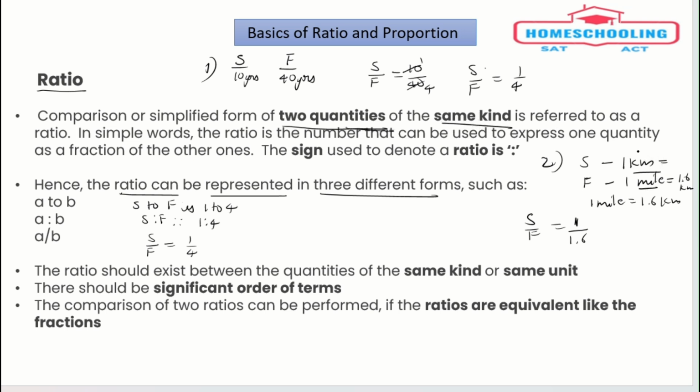So always remember the units should be the same. If it is given in feet per second or feet, you have to see that both quantities are in feet or not. Or, as we can see here, one is given in kilometers and one is given in miles. So either we can convert both of them into kilometers, or both of them into miles. Their units should be the same. So this is the basics of ratio.